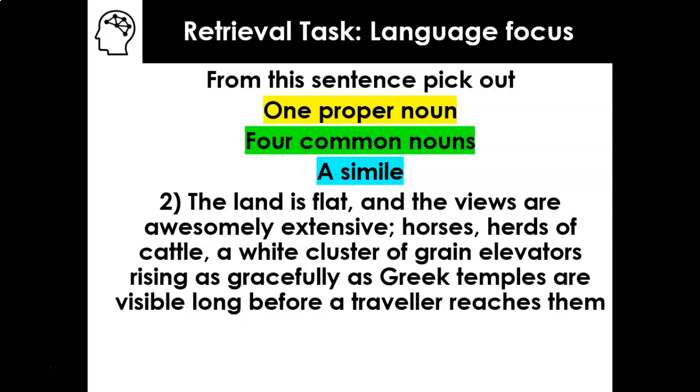What's the hook? What are the 2 words that would help us? Brilliant. Like or as. Excellent. So our simile is grain elevators rising as gracefully as Greek temples. So there we've got the grain elevators being likened. They share characteristics with the Greek temples. They're graceful. They're well constructed.